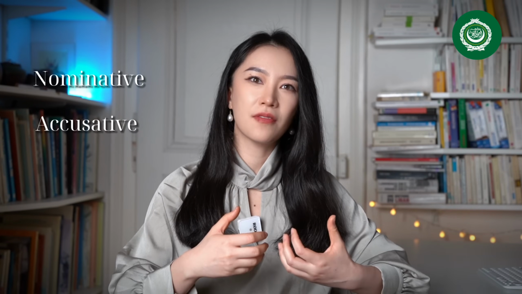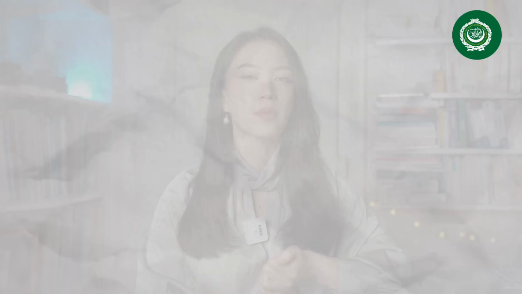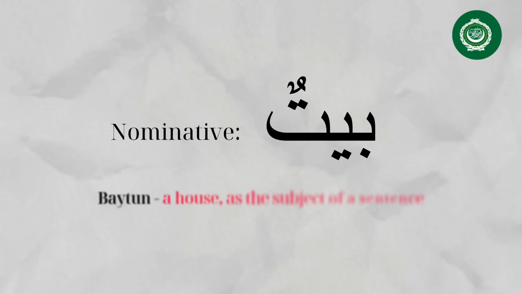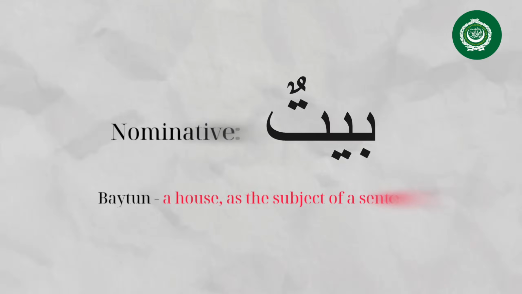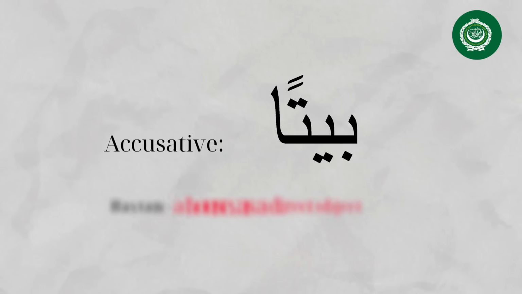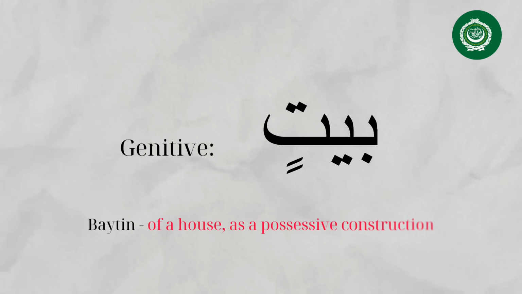Classical and Modern Standard Arabic feature a case system with nominative, accusative, and genitive cases marked by vowel endings. For example, nominative, baytun, a house as the subject of a sentence. Accusative, baytan, a house as a direct object. Genitive, baytin, of a house, in a possessive construction.